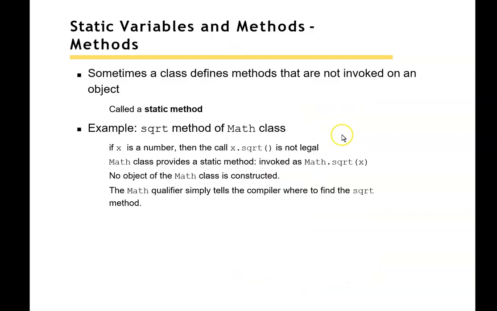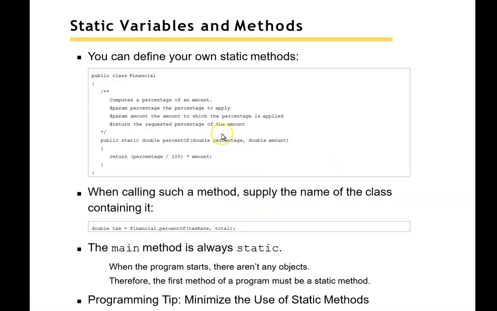Sometimes a class defines methods that are not invoked on an object, called a static method. This means they can't see non-static data. Square root of the Math class, for example, is a good example. If x is a number, then calling x.sqrt is not legal because it's a static member, so you have to call it on the actual class. No object is constructed, it just uses Math. It's kind of like a global method in other languages like C++.